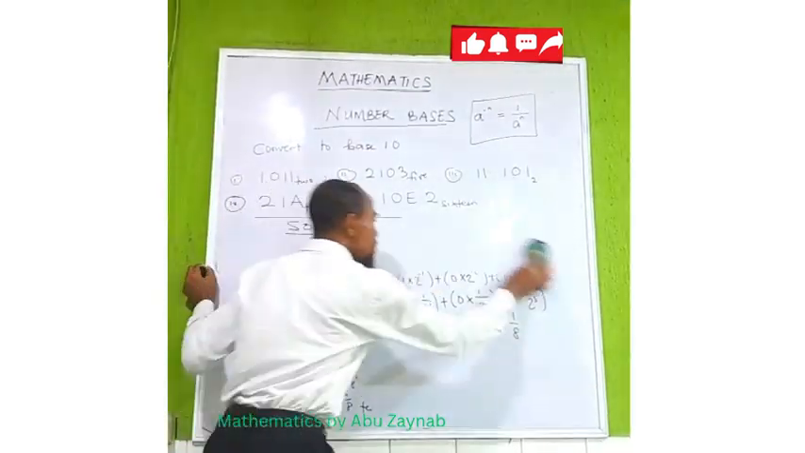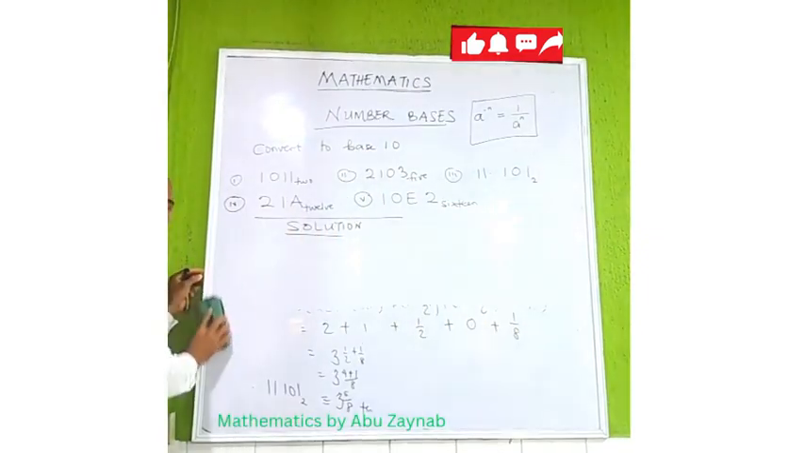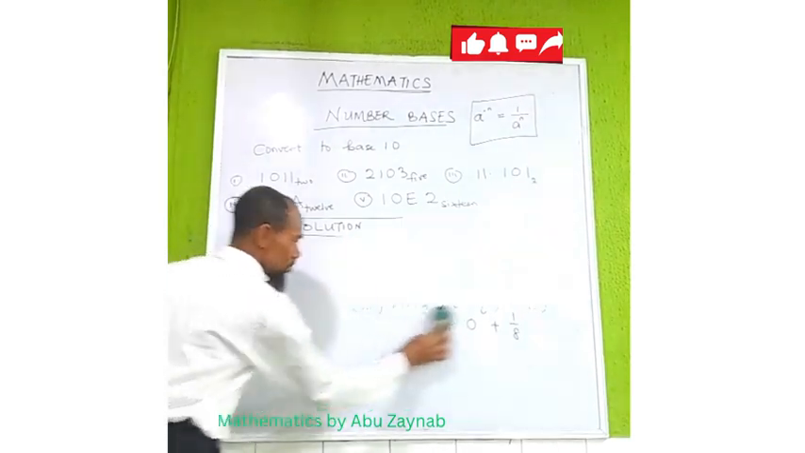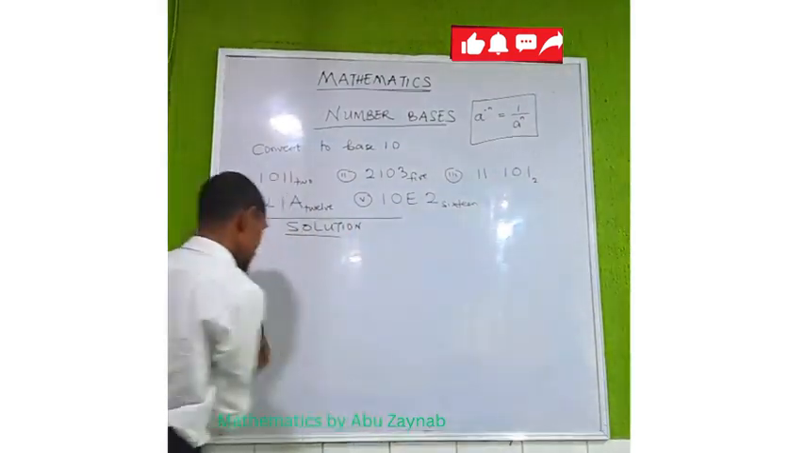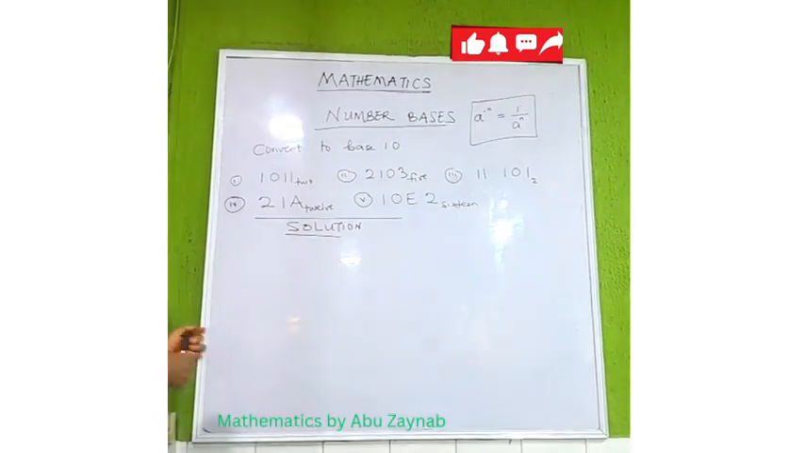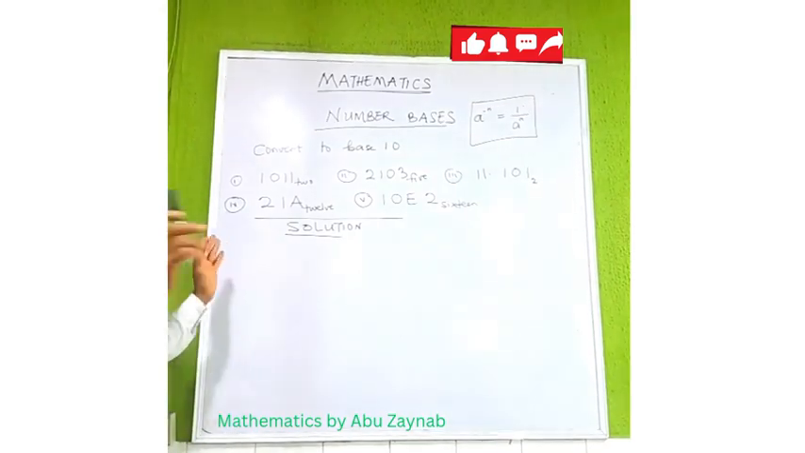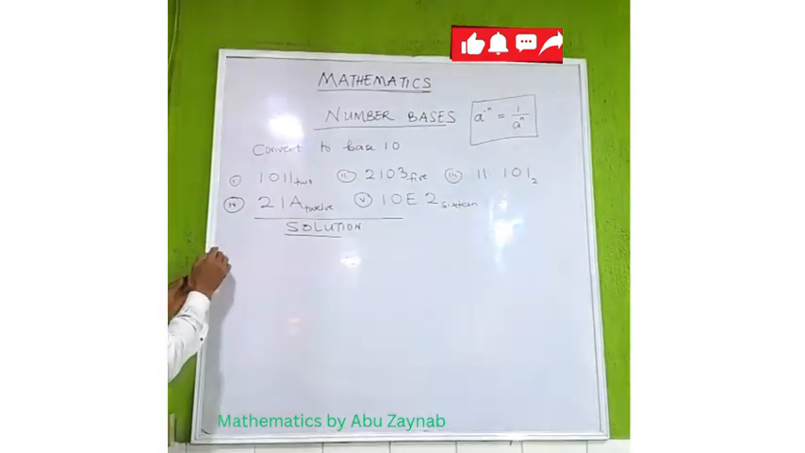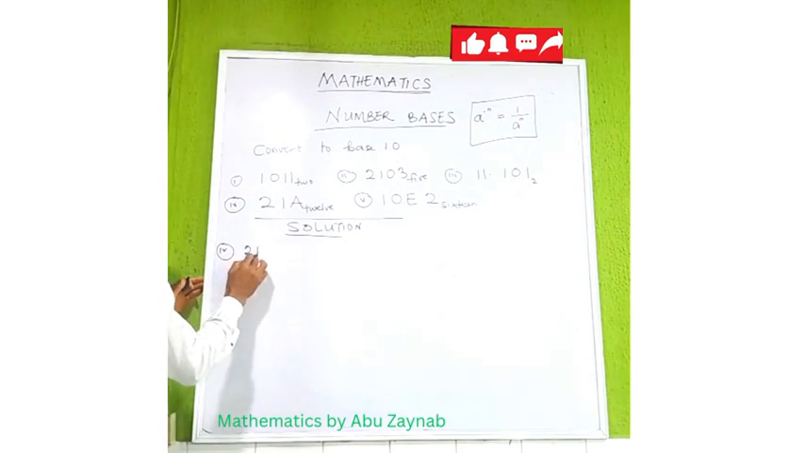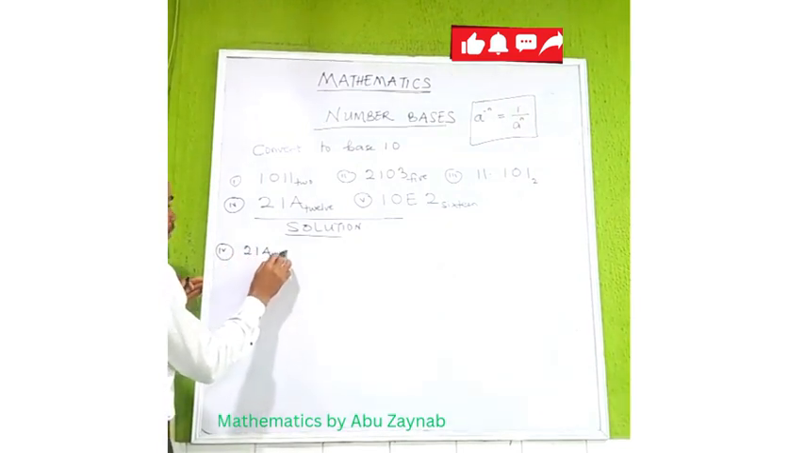Now, we move on to the realm of the duodecimals and the hexadecimal. So pretty much the same, no difference whatsoever. So we have 2, 1a base 12.